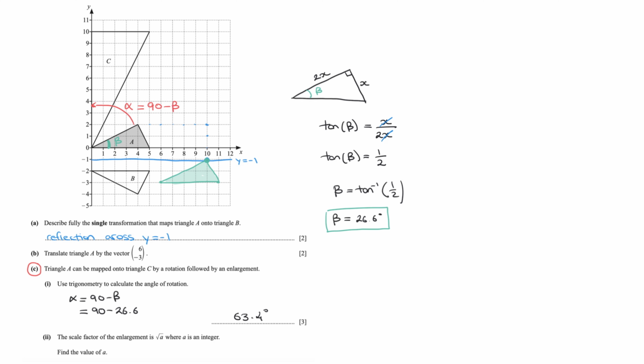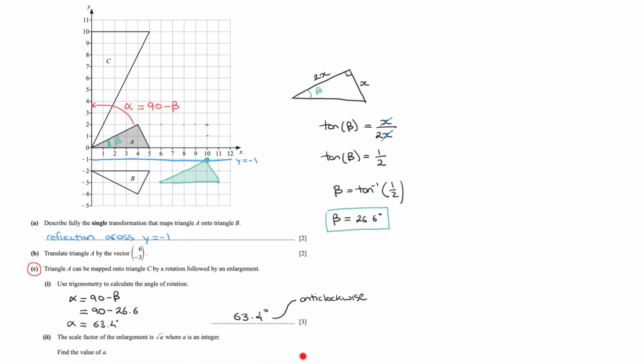And although I don't think it's being asked for here, I'll be a little bit more specific, and I'll even add that it's 63.4 degrees anti-clockwise. Anti-clockwise. And there we go. We're nearly done for the second part of this question C. We're told that the scale factor of the enlargement is square root of a, where a is an integer, and we need to find the value of a.